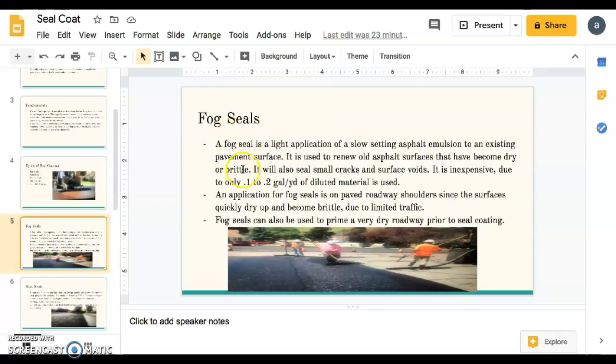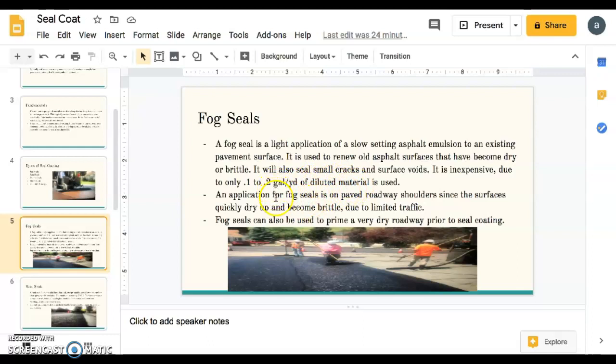Fog seals. A fog seal is a light application of a slow setting asphalt emulsion to an existing pavement surface. It is used to renew old asphalt surfaces that have become dry or brittle. It will also seal small cracks and surface voids. It is inexpensive because only 0.1 to 0.2 gallons per square yard of diluted material is used.